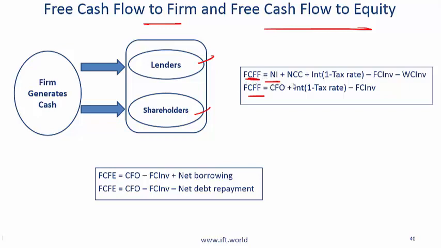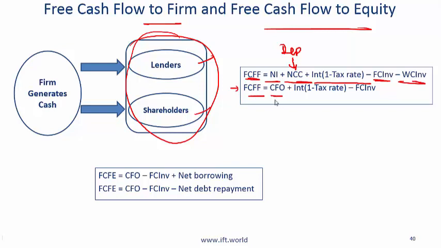So free cash flow to firm is net income plus non-cash charges. This typically is depreciation plus interest into 1 minus the tax rate minus the fixed capital investment. So these are investments in equipment, property, plant, etc. minus the working capital investment. This is the cash flow that is available to all providers of capital. Notice that a related or essentially similar formula is CFO plus interest into 1 minus tax rate minus fixed capital investment. Because if you take net income, add the non-cash charge and subtract the working capital investment, this essentially is CFO.